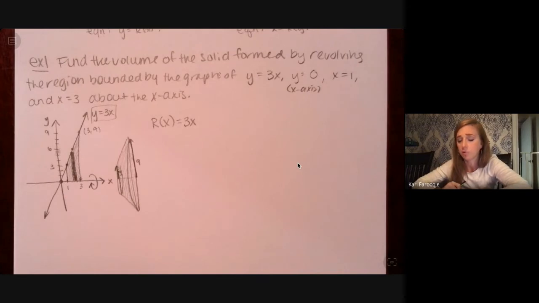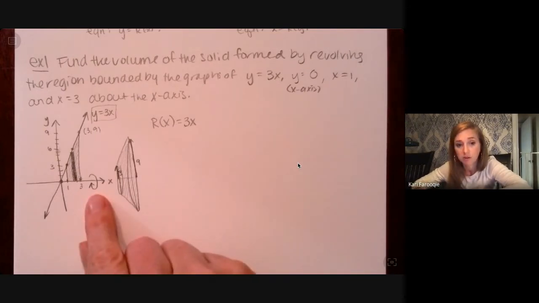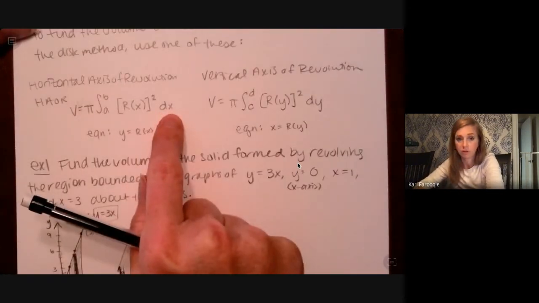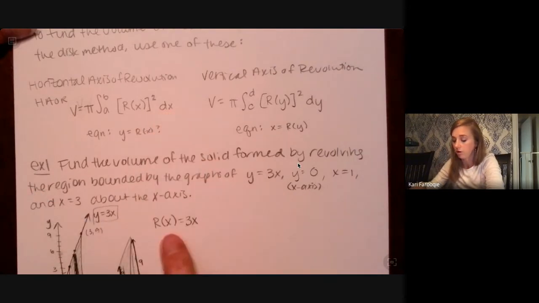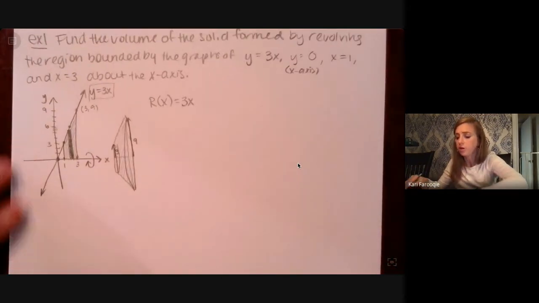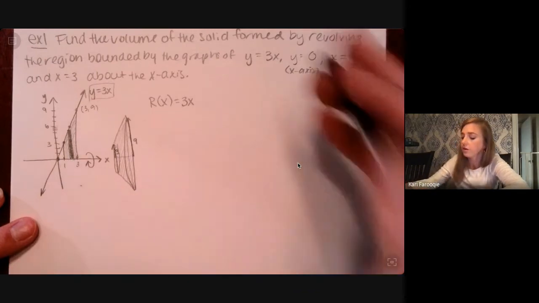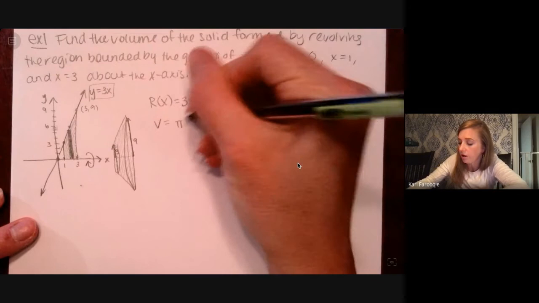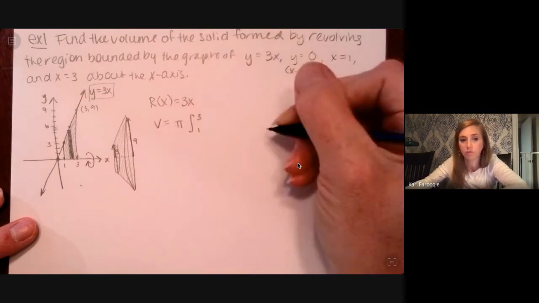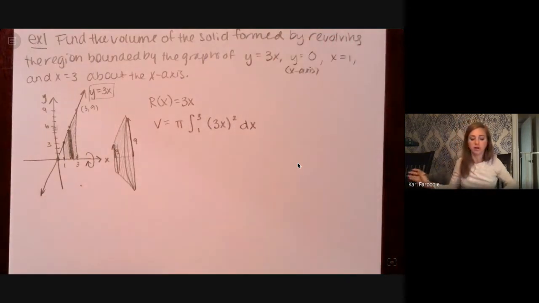Okay. So your radius is 3x. Now, double check, because you want to make sure that we're using the right variable. We have a horizontal axis of revolution. When we have a horizontal axis of revolution, we do indeed want a dx integral with r of x, not r of y. So just double check. And if we're looking at a dx integral, then I'm going to be looking at x limits of integration as I move from left to right. So my volume here is going to be pi times the integral from 1 to 3 of the quantity 3x squared dx.